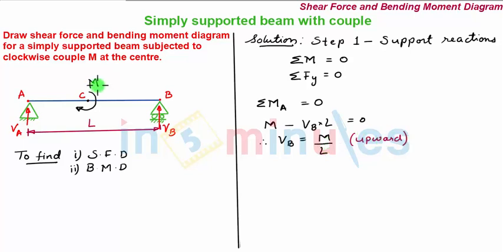Also, the unit will be some consistent unit. If the unit of this couple M is kilonewton meter and the unit of length is meter, the unit of VB will be kilonewton.